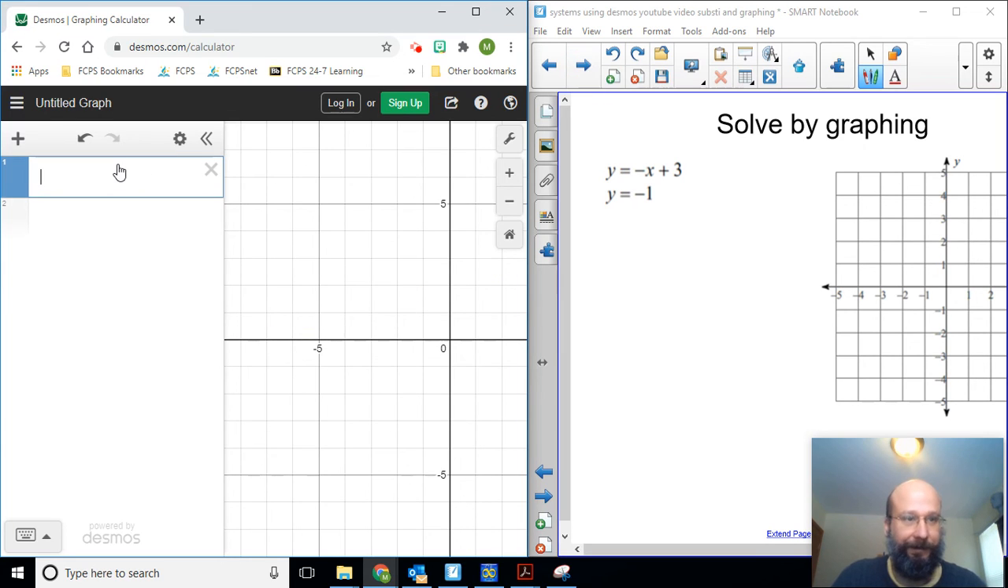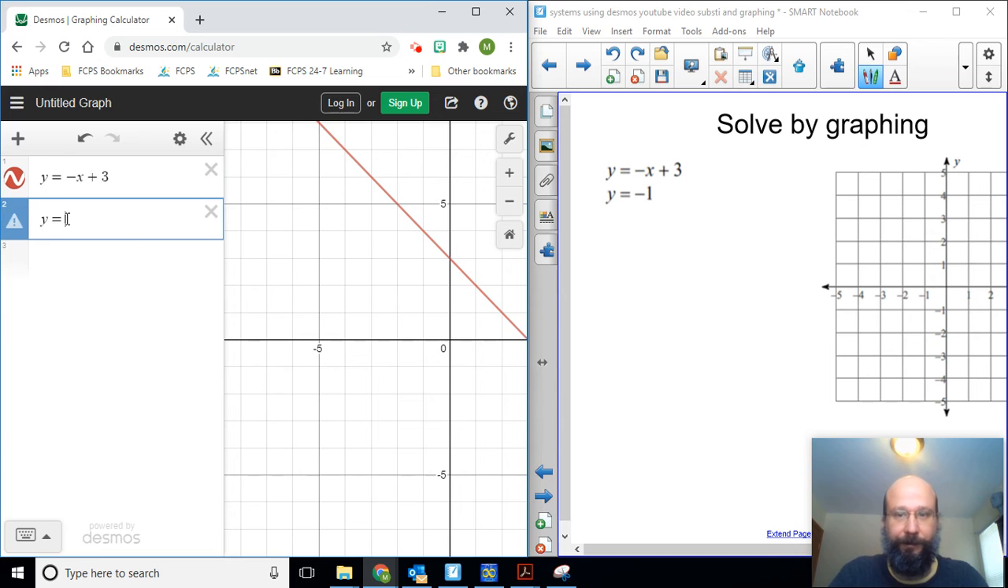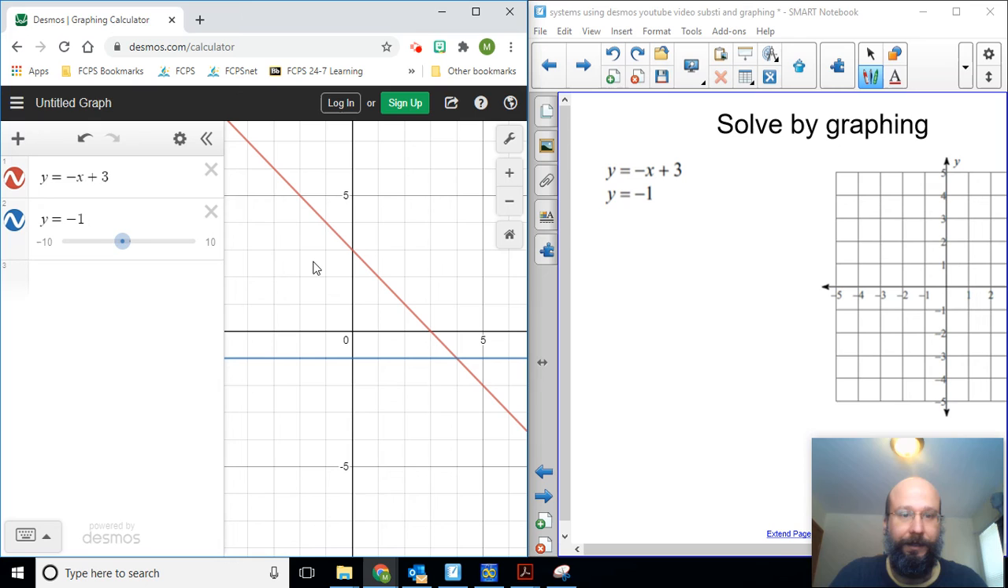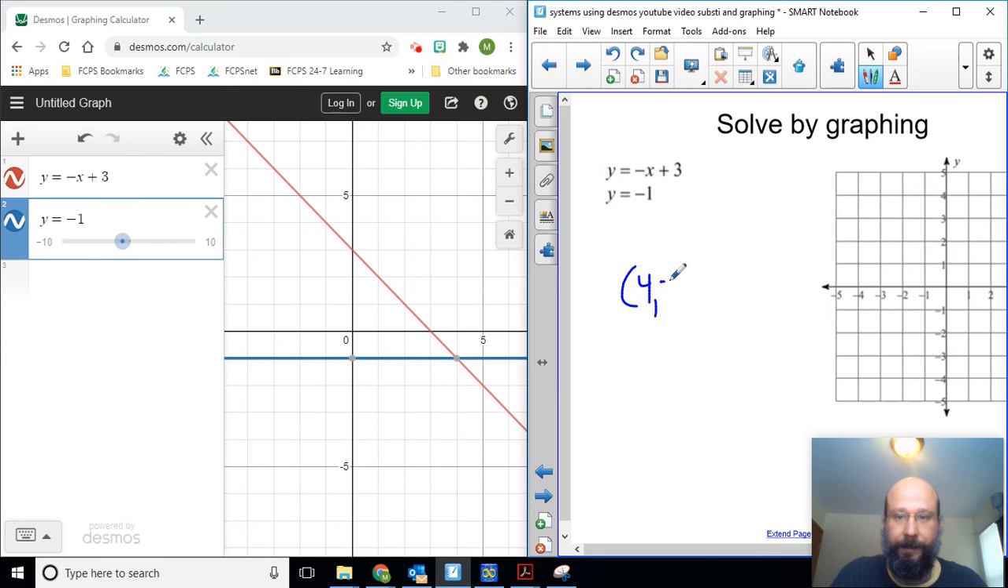I'm going to do one more, this one. Actually, we'll do this one, but then I'll do another one after this. So that's the top one, it's red. The bottom one, y equals -1, is blue. There's my two lines, right? This is a horizontal, but my answer is 4, -1.